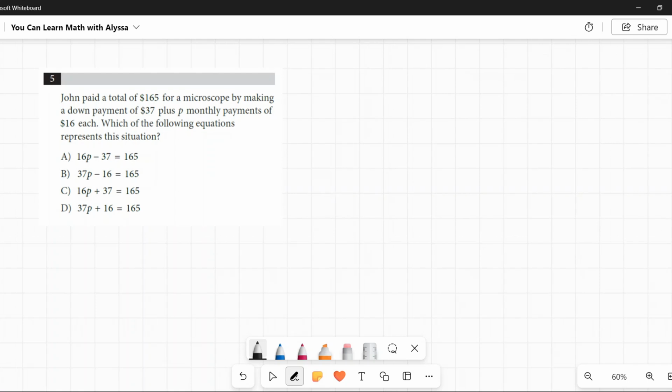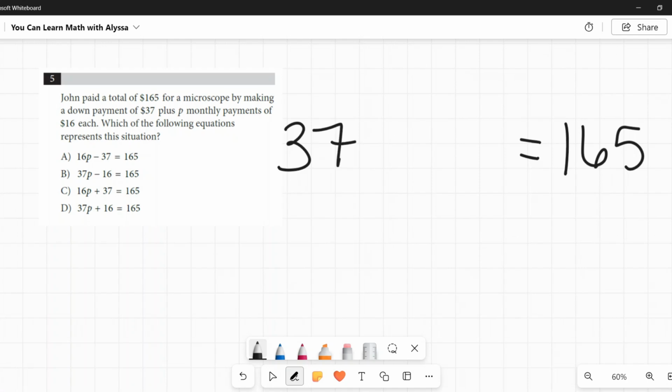Number 5. John paid a total of $165 for a microscope by making a down payment of $37 plus P monthly payments of $16 each. Which of the following equations represents this situation? Okay, so he has to pay off the whole microscope. At the end, he has to pay $165. How does he pay that? Well, first he pays $37, and that's a down payment. And then every month, we don't know how many months, we're just told it's P months, this unknown number P, he paid $16 every month.